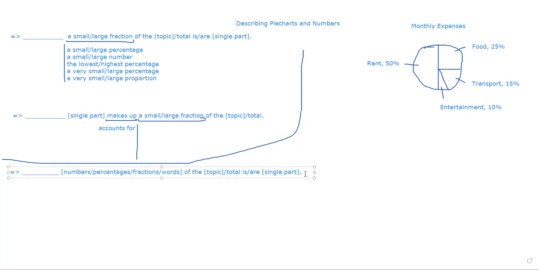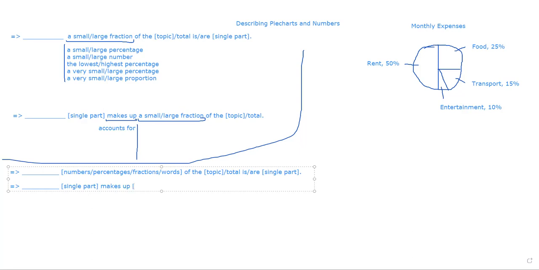So instead of using the same strategy, single part টা বারবার শেষে না রাখে, we can also change up the strategy by using the phrasal verbs. The basic strategy is the same. Now we are going to simply use the phrasal verbs. That means single part, এই পার্টটা এখন সামনে চলে আসবে, then makes up or accounts for, whichever one you prefer.